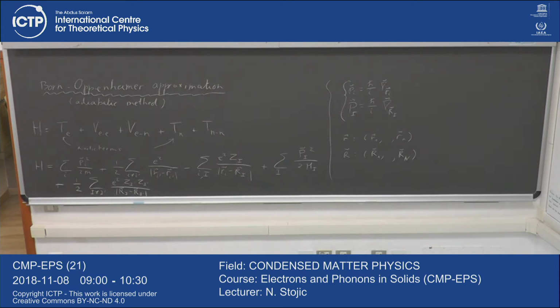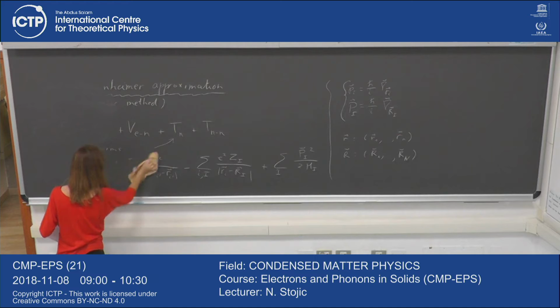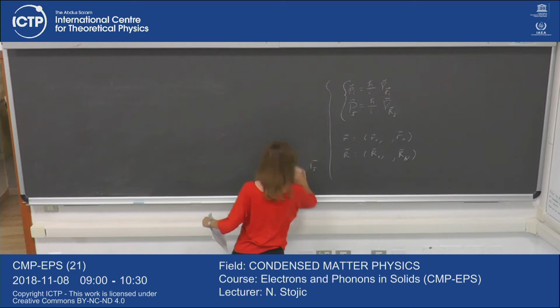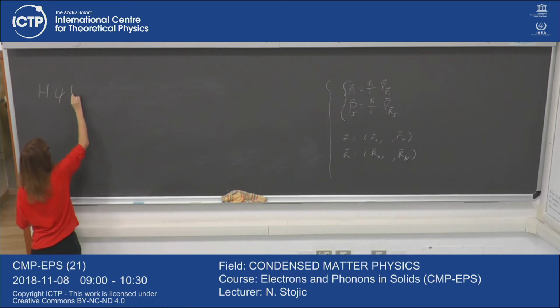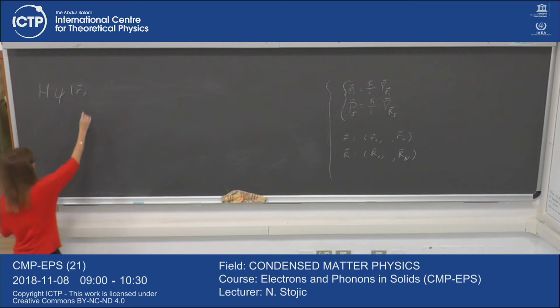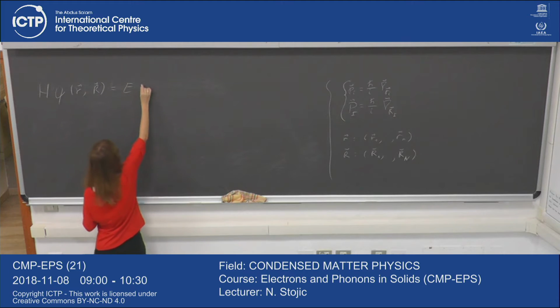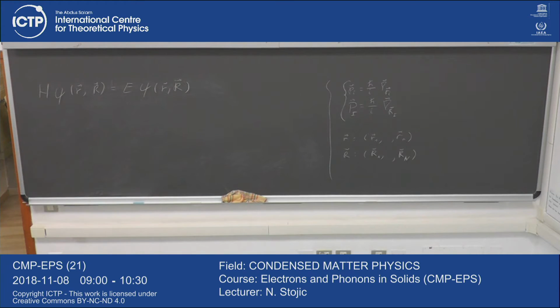So, given this Hamiltonian, the Schrodinger equation will be H times the wave function, with the position of the electron and of the nuclei as variables, and this is equal to E Psi of r, capital R. So in general, this is the starting equation for the overall system, electron and nuclei as particles, quantum mechanical.